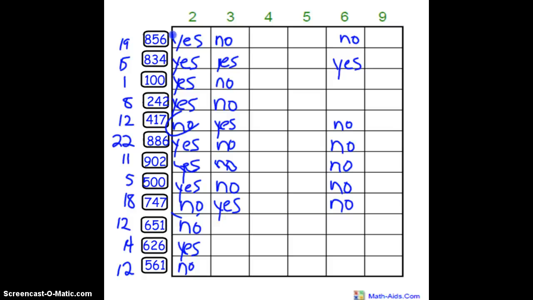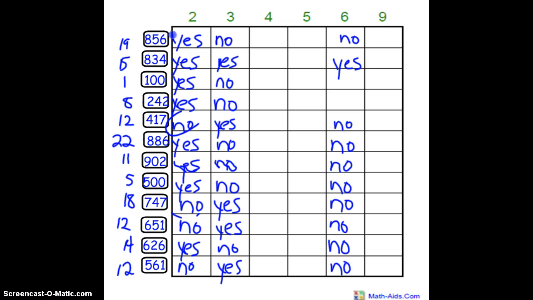Is 12 divisible by 3? Yes. Does it work for 6? No, because it's not divisible by 2. To be divisible by 6, it must be both divisible by 2 and 3. Alright, is 14 divisible by 3? Nope. And 12, is it divisible by 3? Yes, it is. What about 6? Nope, because of the 2. And I missed one up here. This one would have been a no because it's not divisible by 3.